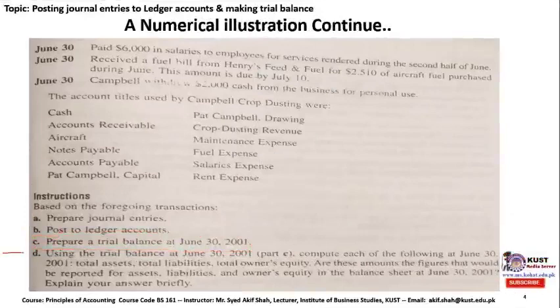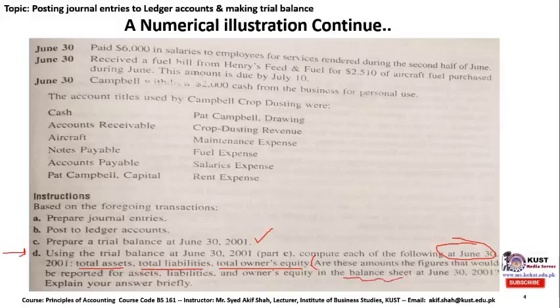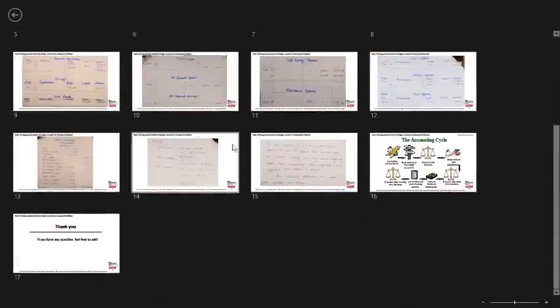The question says: using the trial balance at June 30th, 2001 from part C, which we have done before, compute each of the following values at June 30th: total assets, total liabilities, and total equity. The second part asks: are these amounts the figures that should be reported for assets, liabilities, and owner's equity in the balance sheet of the company on this specific date? Explain your answer.